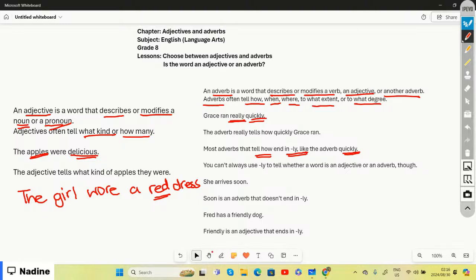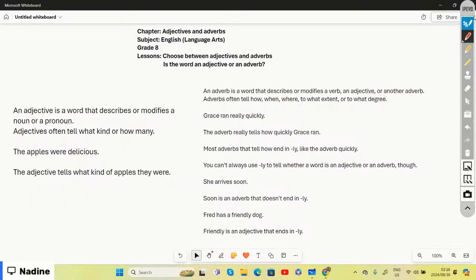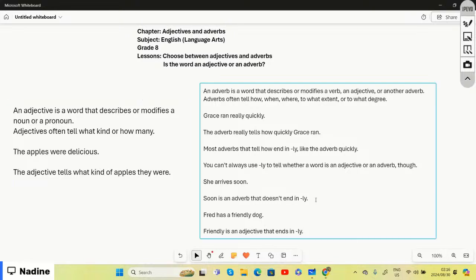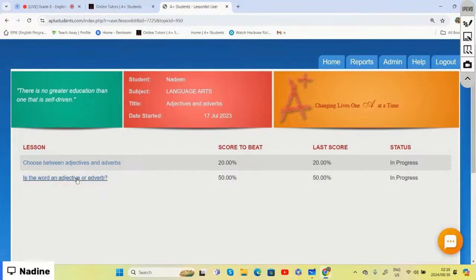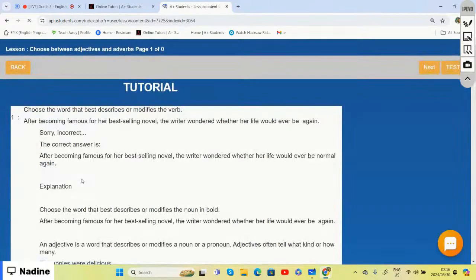All right. So now we're going to aplusstudents.ca, where we are going to choose between adjectives and adverbs. And we're going to say, is the word an adjective or is the word an adverb?